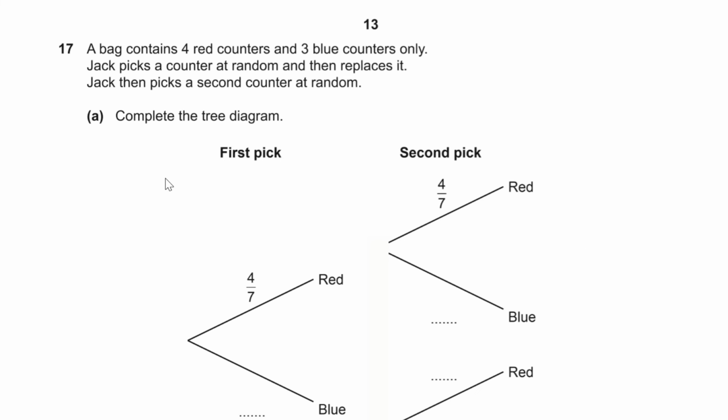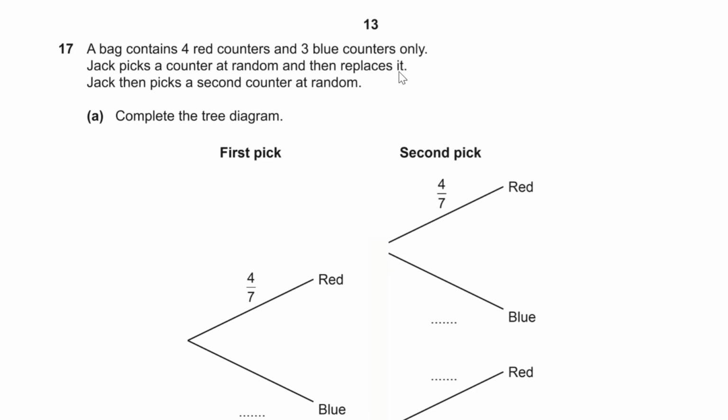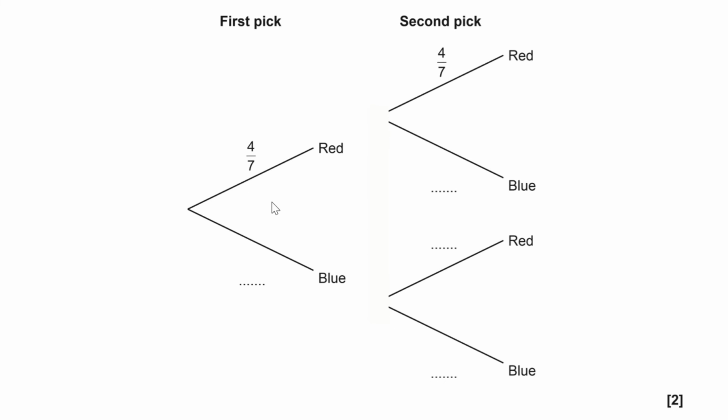Question number 17. A bag contains 4 red counters and 3 blue counters only. Jack picks a counter at random and then replaces it. Jack then picks a second counter at random. Part A, we have to complete the tree diagram. Well, you can see that if he replaces it, the probabilities will remain the same between the first pick and the second pick. So the probability of picking a red will remain as 4/7. And therefore, to find out the probability of blue, that will be 1 take away 4/7, which is 3/7. So the probability of picking blue is equal to 3/7.